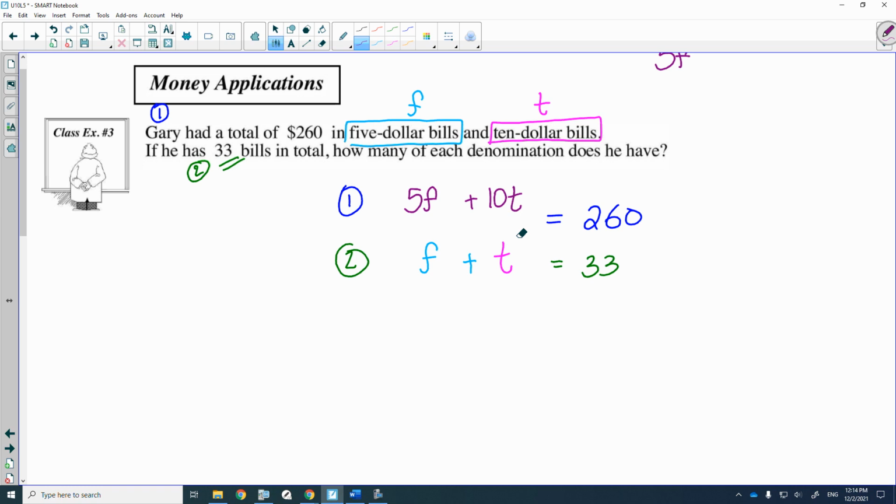How is this set up, substitution or elimination? Yeah, let's do elimination to review elimination. What do you want me to multiply the second system by? 5. Let's eliminate our $5 bills. Okay, so the first one we don't change. 5F plus 10T is equal to 260. The second system, you've got to multiply the 5 in.